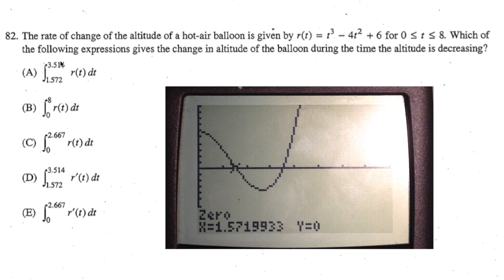So that's why the answer is A, because it uses 3.514 and 1.572, which are the zeros and the interval in which r of t is decreasing, and it also uses r of t, so you have to recall some integration knowledge there too. That's basically how you solve number 82, and your correct answer is going to be A.